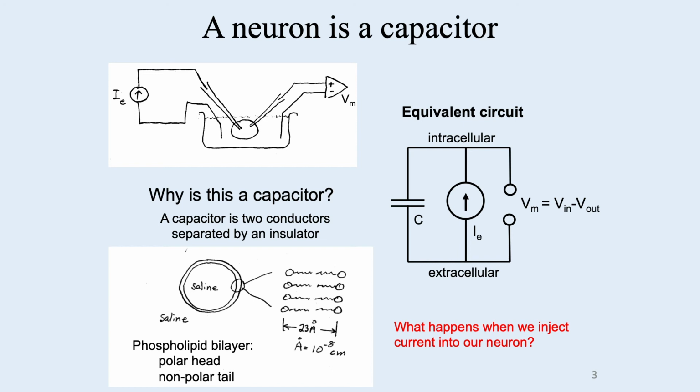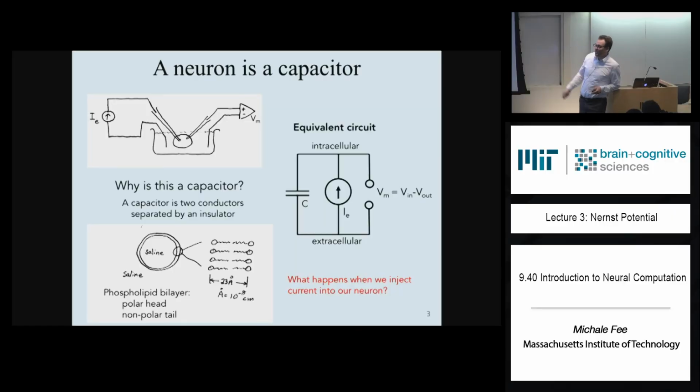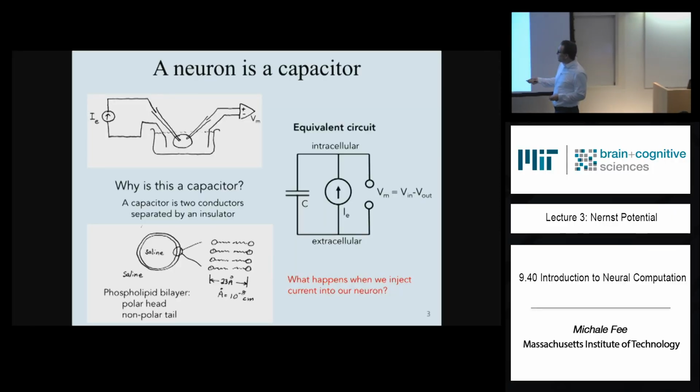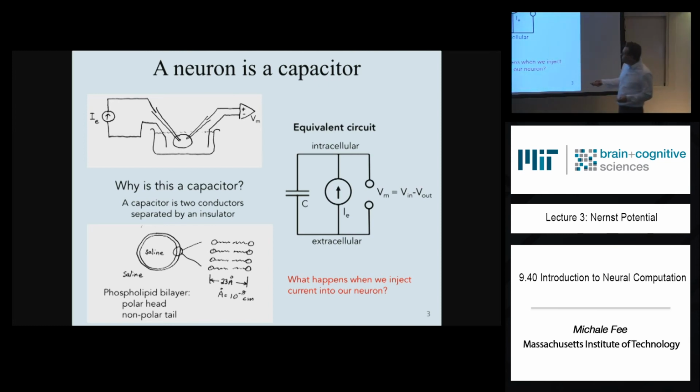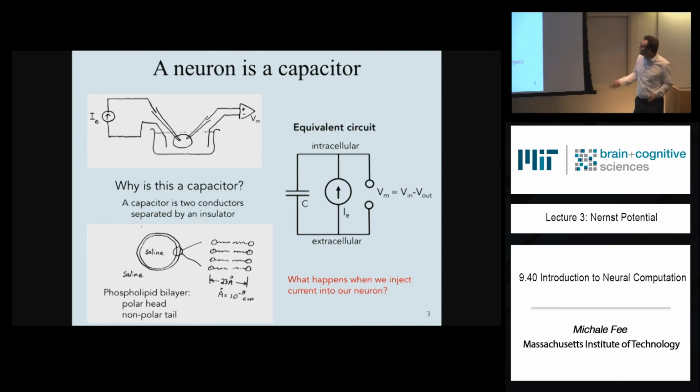We described the neuron basically as a capacitor because it has two conductors separated by an insulator. So we have one conductor inside the cell, which is the conductive intracellular salt solution, and another conductor outside the cell, which is the conductive extracellular solution. And those two conductors are separated by an insulator, which is a phospholipid bilayer.